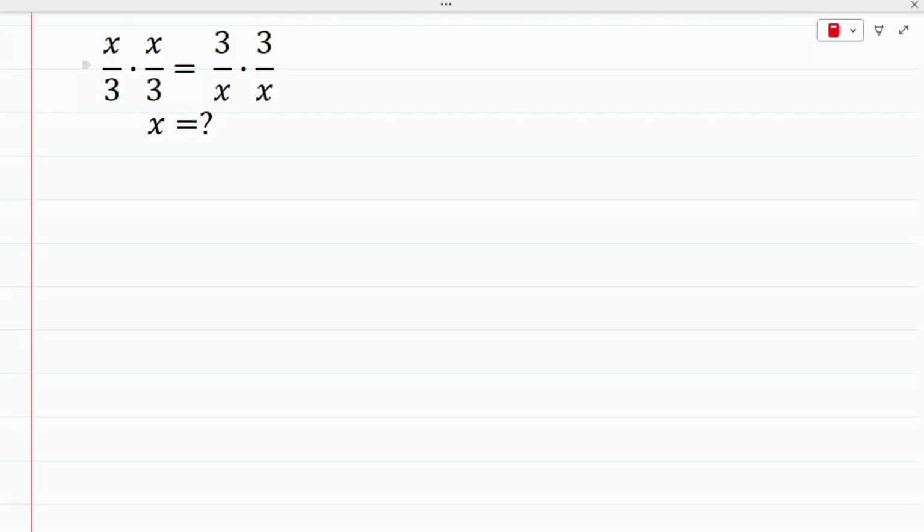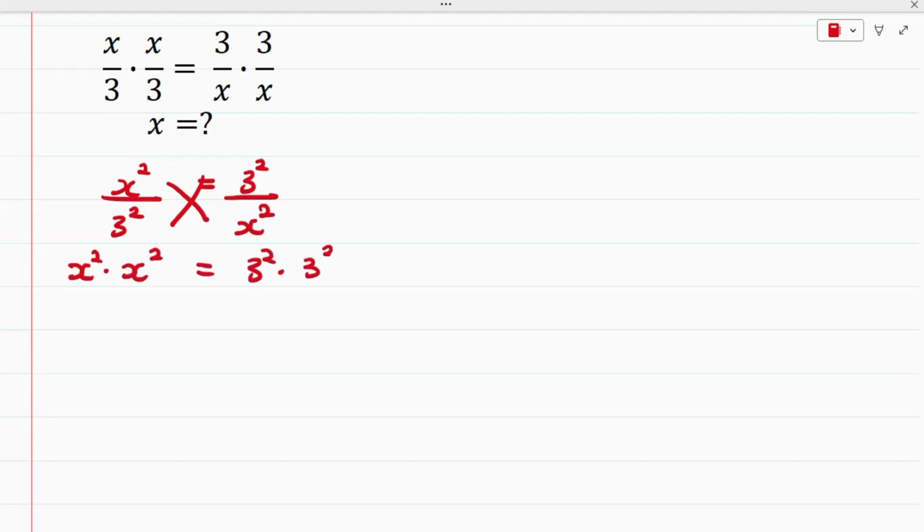So right here we have this nice algebra problem and we are to find the value of x. We have x multiplied by x, which is x squared, divided by 3 multiplied by 3, which is 3 squared, which is equal to 3 multiplied by 3, 3 squared, divided by x multiplied by x, which is x squared. If we simply cross multiply, we have x squared multiplied by x squared is equal to 3 squared multiplied by 3 squared. So we have x squared all raised to the power of 2 is equal to 3 raised to the power of 2 all raised to the power of 2.